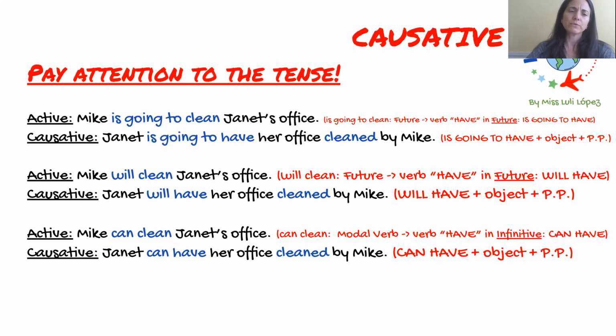If in the active you have Mike can clean Jeanette's office, can clean is a modal verb, so the verb have goes in infinitive, can have. So in the causative, Jeanette can have her office cleaned by Mike. So it's can have plus the object plus the past participle.